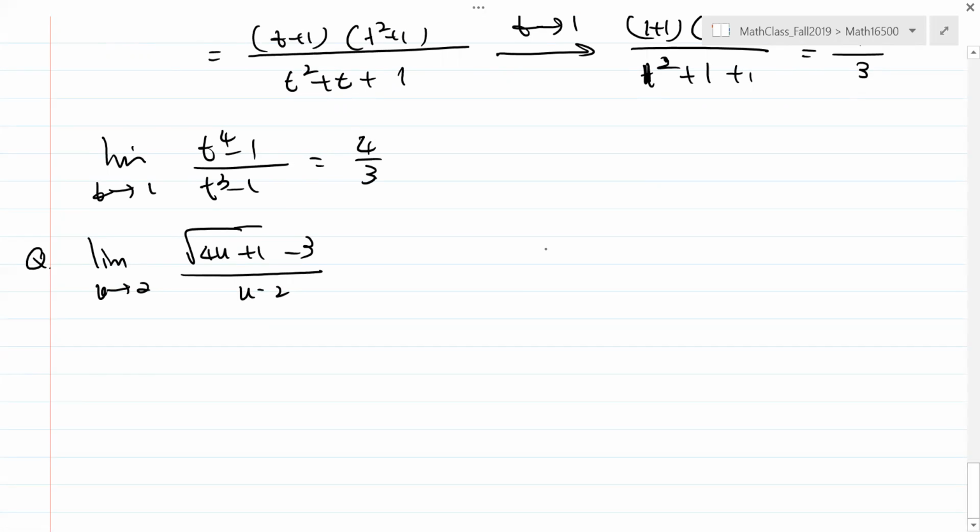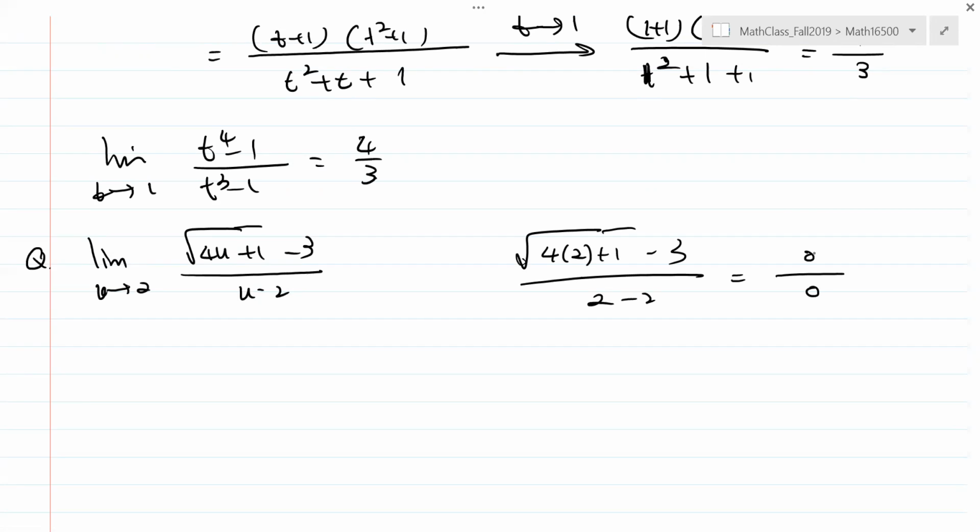But when you plug 2 for u, you get 4 times 2 plus 1, which is 3 under the root. Here it is 2 minus 2. You will see it will be 0, right? But on the top, it's going to be 3 minus 3, that's going to be 0. It's a 0 over 0. Okay. So I'm pretty sure both the numerator and the denominator contain a factor of u minus 2. Okay. So how can I get rid of the factor of u minus 2?